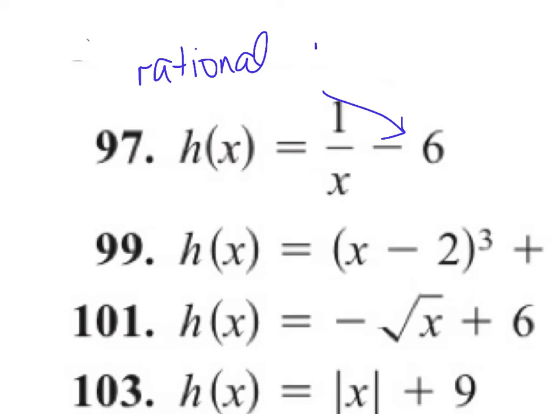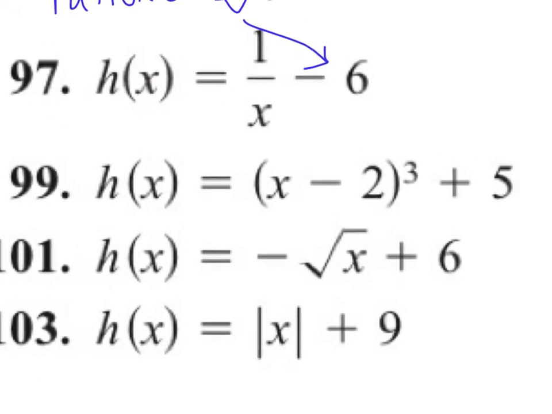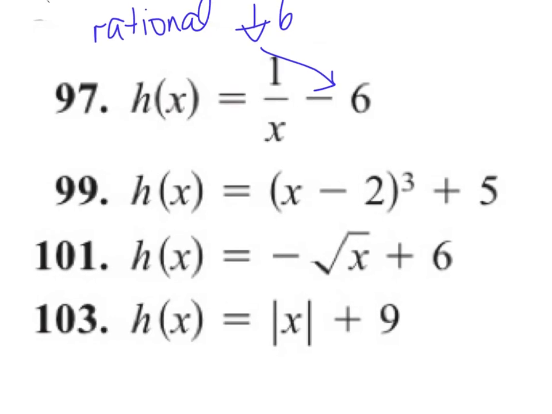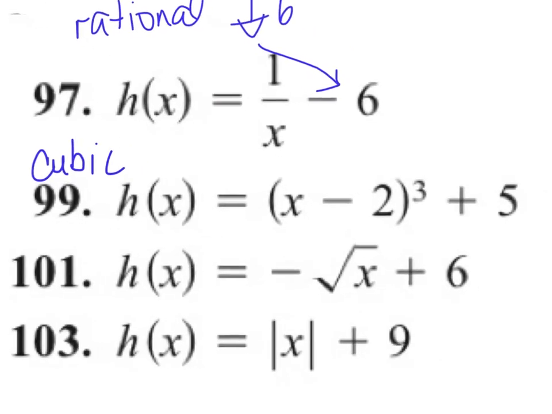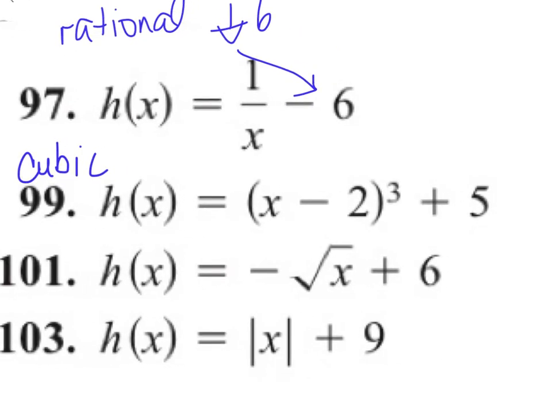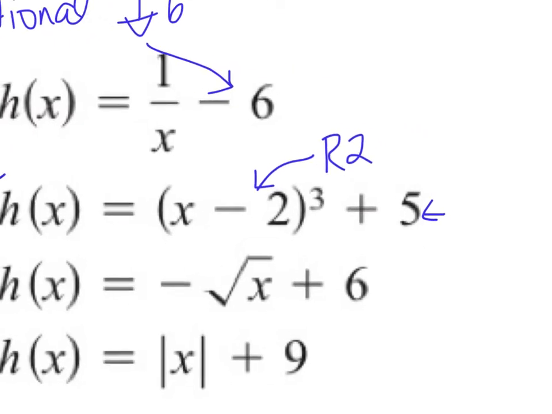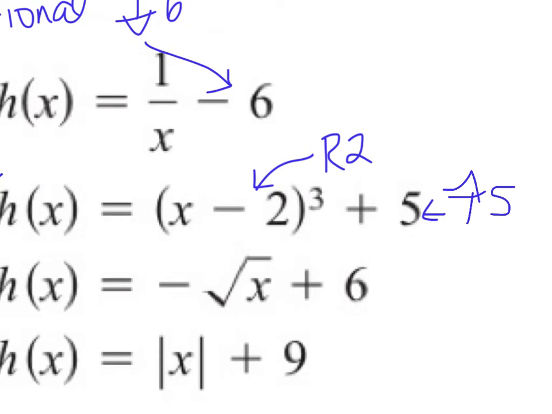Down 6. It's our vertical shift, down 6. You can literally tell me like that. What's 99? How do you know it's cubic? Because there's the thirds to the third power. It's cubic. So tell me what all the transformations are. Right 2. And which way? Up 5. Good. These should be easy questions.